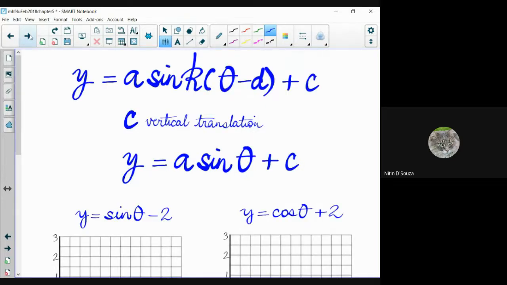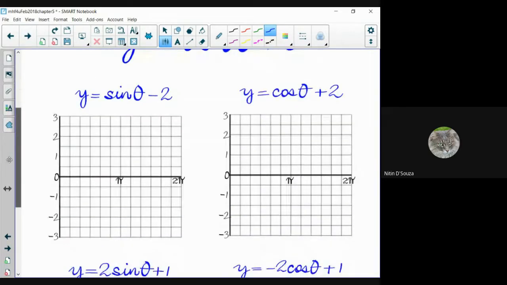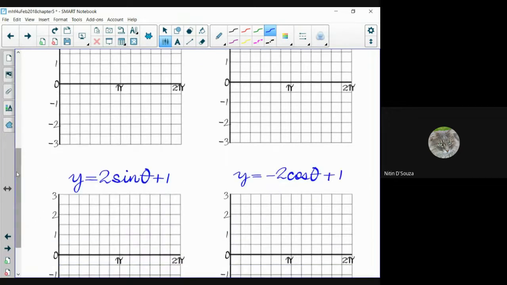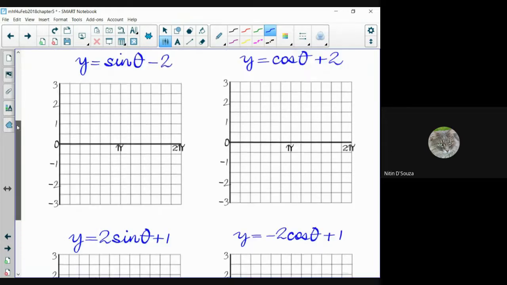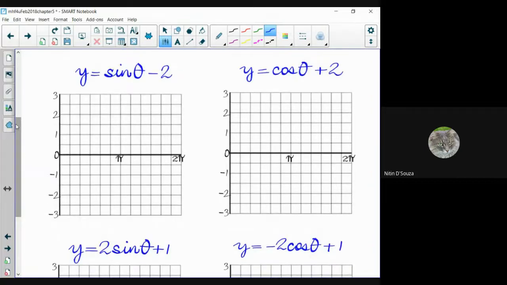Vertical translation. Okay, so now we're focusing on that. So I've got sine theta minus 2, cosine theta plus 2, 2 sine theta plus 1, minus 2 cosine theta plus 1. So I'll just show you C and then A and C. So sine theta minus 2.